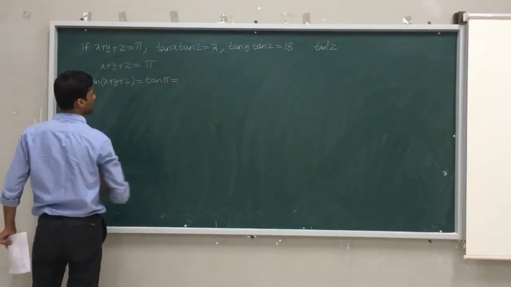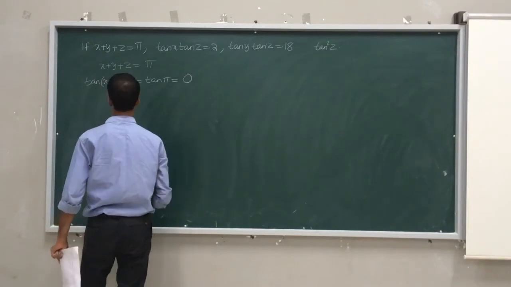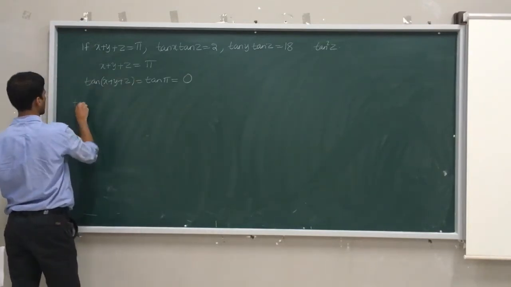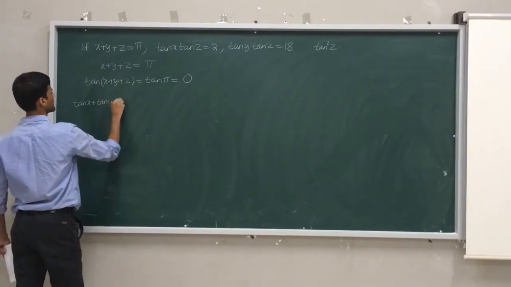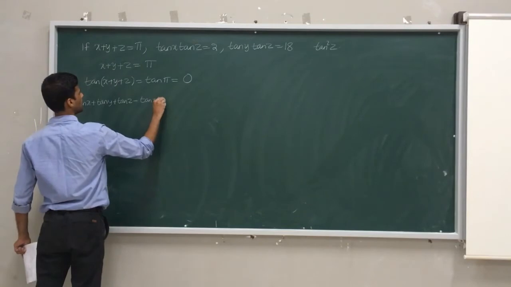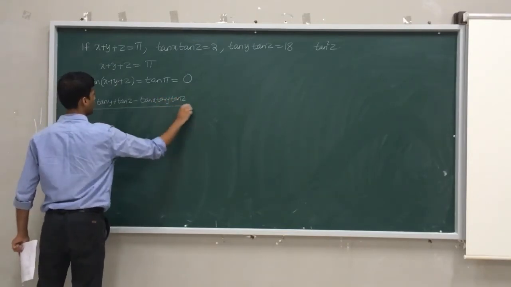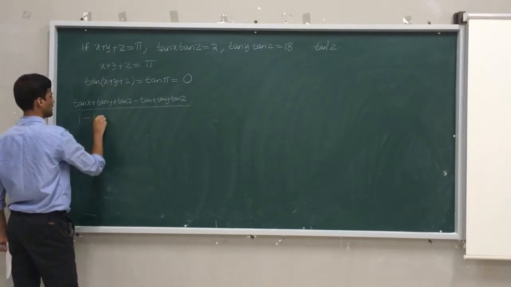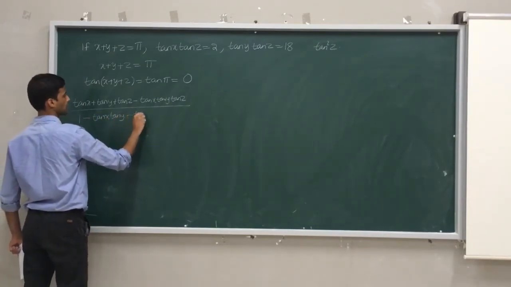We all know tan pi is equal to sin pi divided by cos pi. Sin pi is 0, so 0 by cos pi is 0. So what is the result for tan of x plus y plus z? It is tan x plus tan y plus tan z minus tan x tan y tan z upon 1 minus tan x tan y. I just saw this in the first question of today's session.